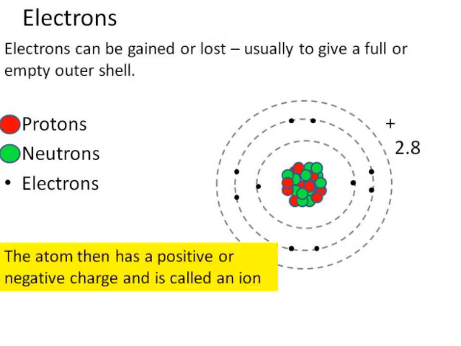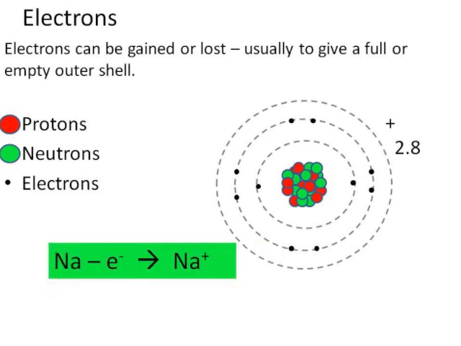Electrons can be gained or lost. If they are, the atom becomes an ion and is positively or negatively charged. For example, the atom shown on the screen, sodium, will lose 1 electron, and its electronic configuration will go from 2,8,1 to 2,8. That will mean it will have 1 more proton than it has electrons, and therefore it will have a net positive charge.